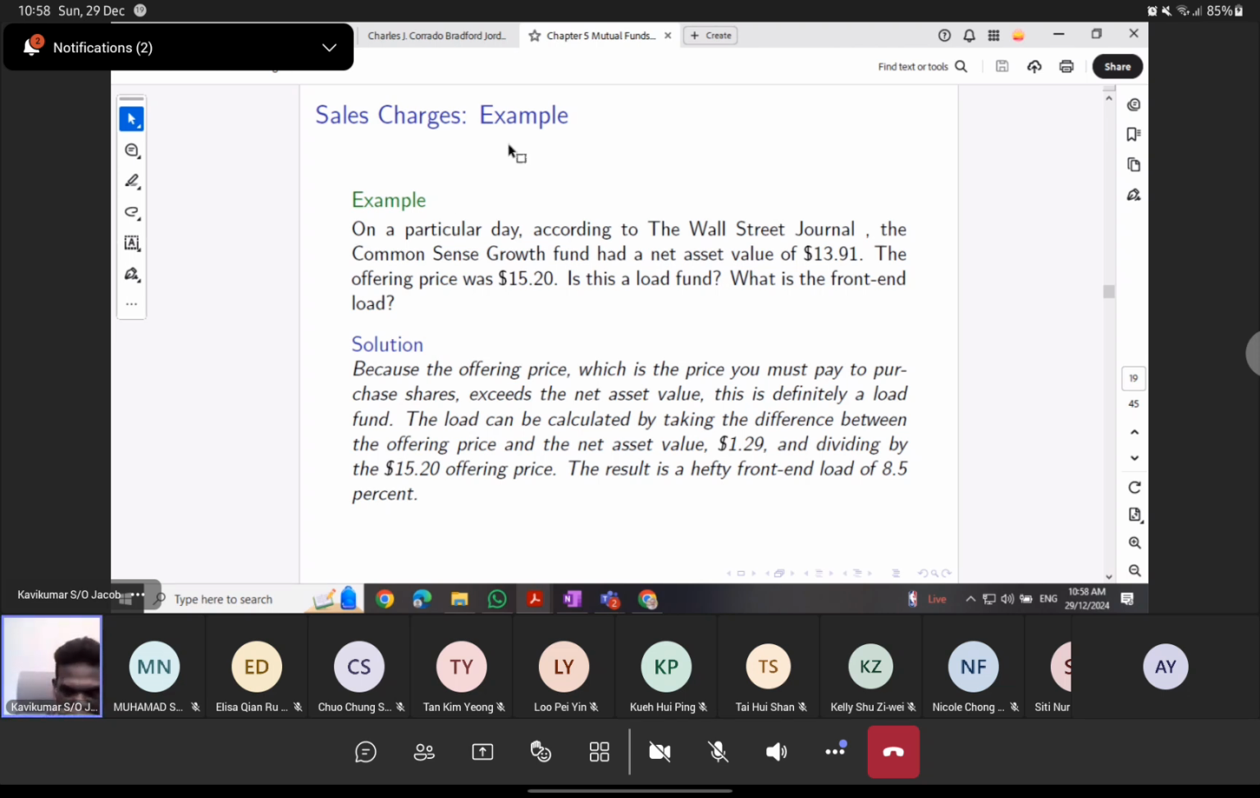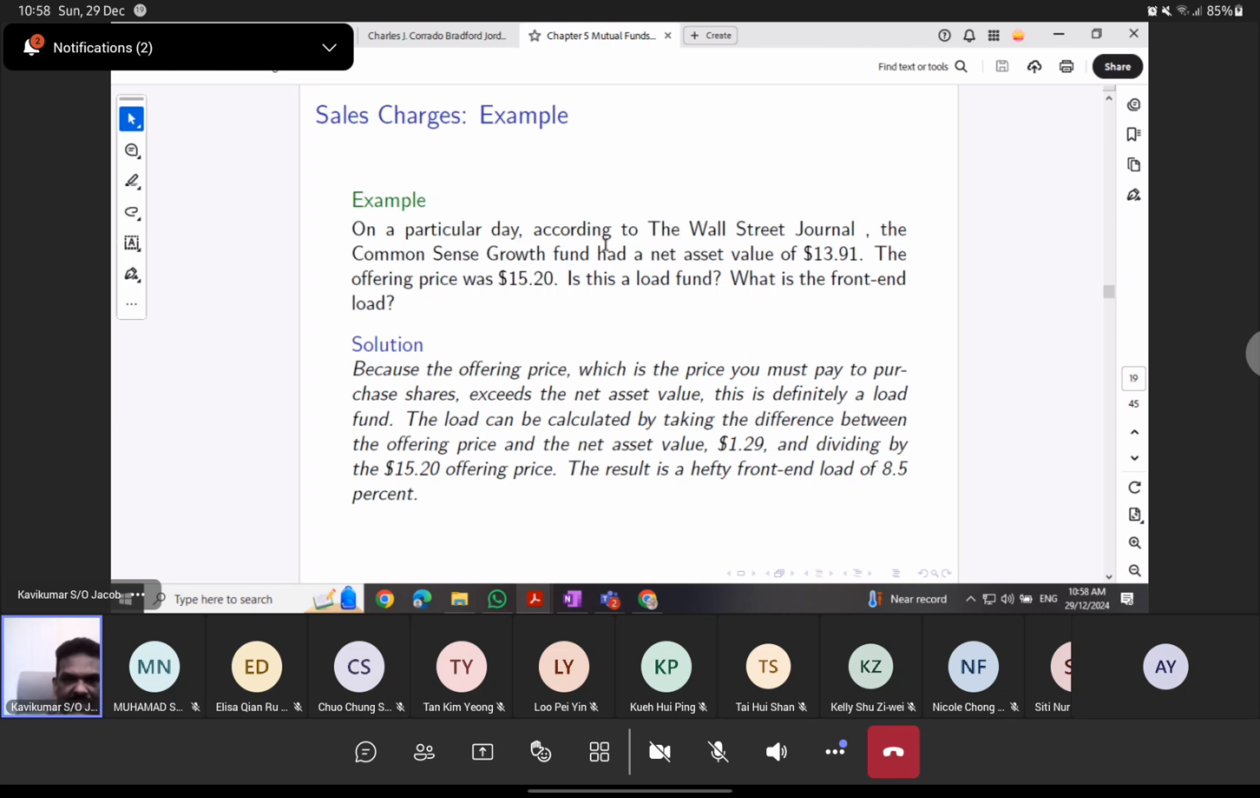Here is an example for sales charges. On a particular day, according to the Wall Street Journal, the Common Sense Growth Fund had a net asset value of $13.91. The offering price was $15.20. Is this a load fund? What is the front-end load?